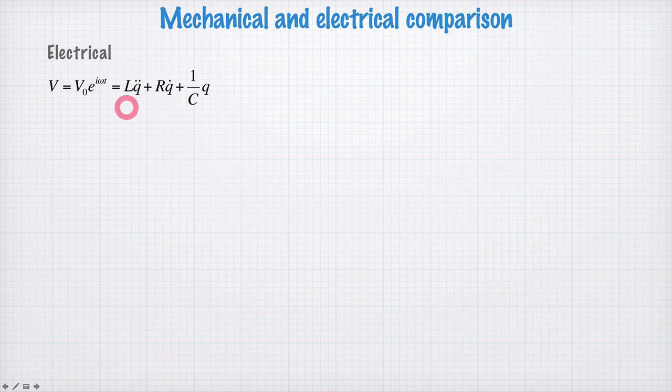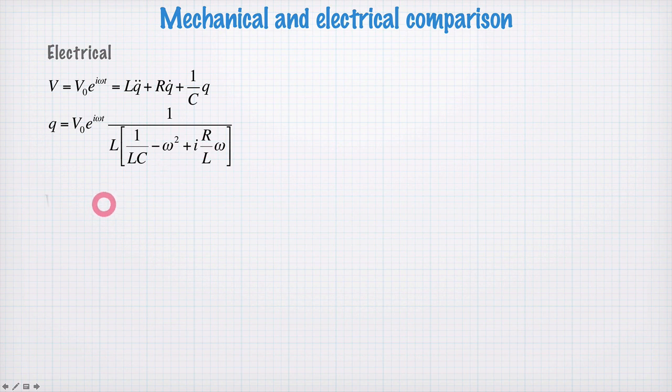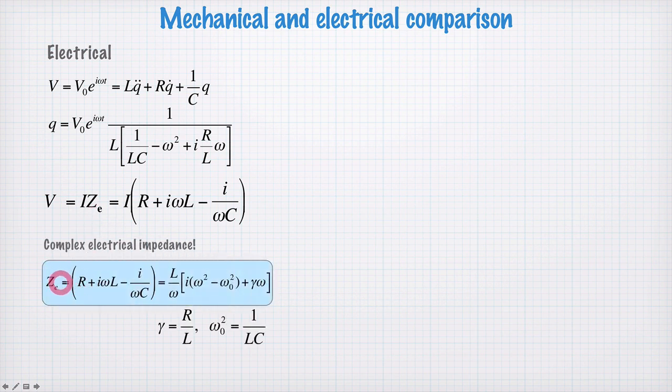This is the equation we just had for the electrical oscillator, the solution for the charge in terms of inductance, capacitance, and resistance, the solution for the voltage in terms of the current and complex electrical impedance, which we defined to be this. So we've got some rate gamma, which we've written in terms of resistance and inductance, and omega naught squared in terms of 1 on LC.